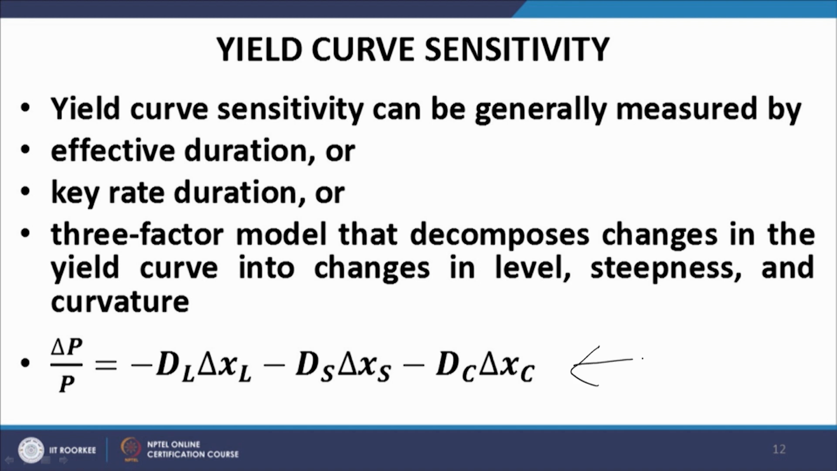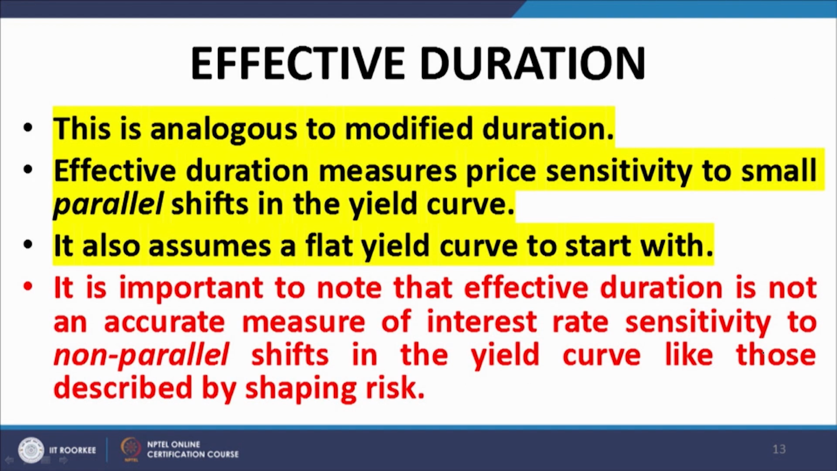You can recall this equation shown a couple of slides earlier. So, the 3-factor model decomposes changes in the yield curve into changes in the level or steepness or curvature of that curve. Effective duration is analogous to the modified duration. Effective duration measures the price sensitivity to small parallel shifts. Now, this is what is important. It is level shifts or parallel shifts that we are talking about here.